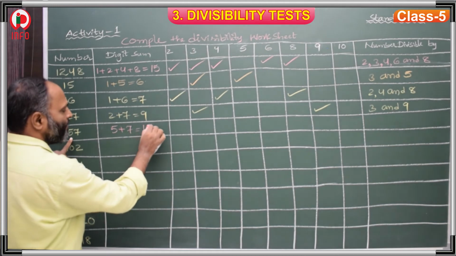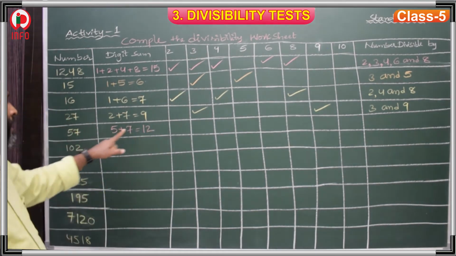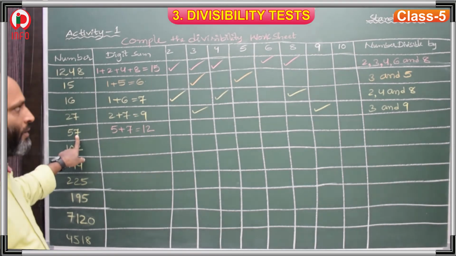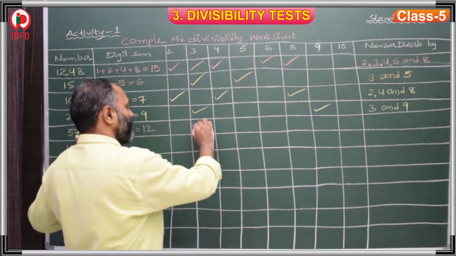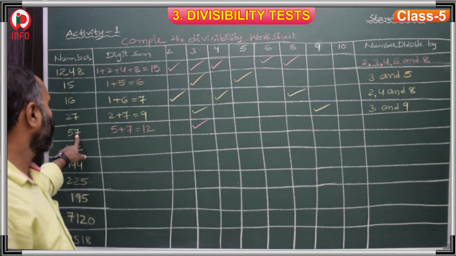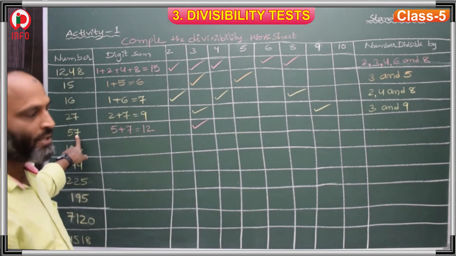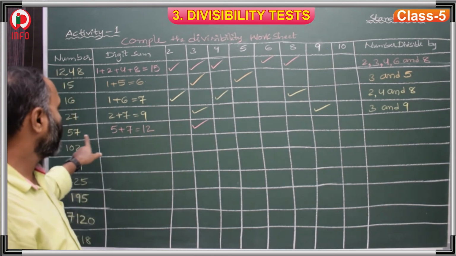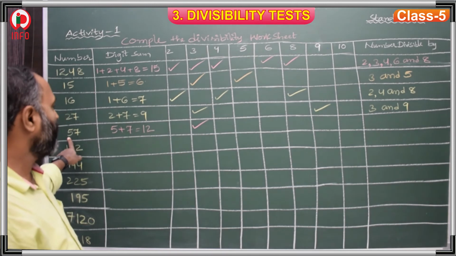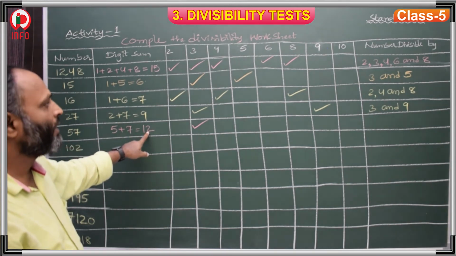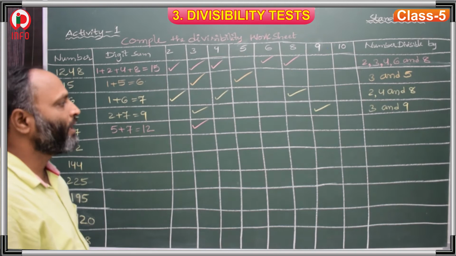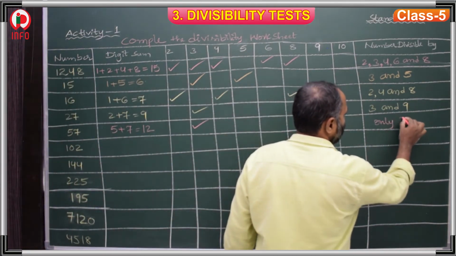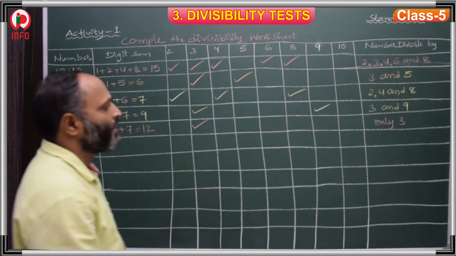Then after that 57. 5 plus 7, 12. 57 is odd, so it is not divisible by 2, and 12 will come in the 3 table, so it is divisible by 3. In the 4 table the last 2 digits won't come. The 6 table it won't come, because it is not divisible by 2. The 8 table it won't come. The 9 table, 12 will not come. The 10 table it won't come. Only in the 3 table. Only 3.